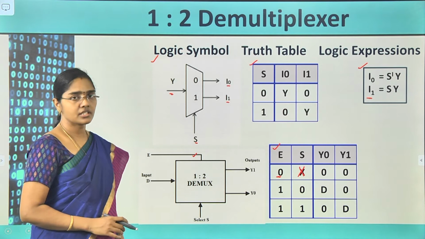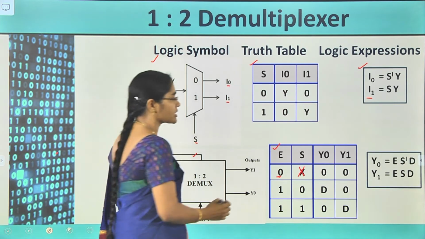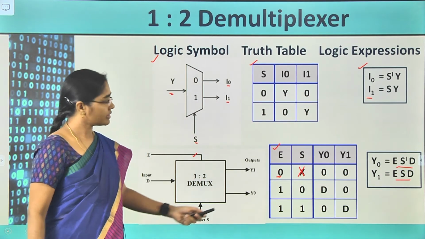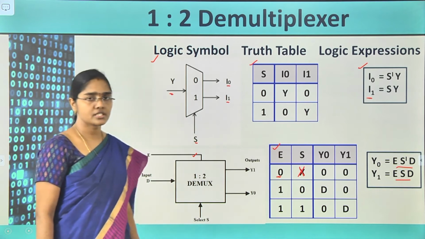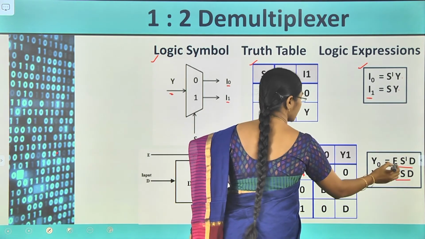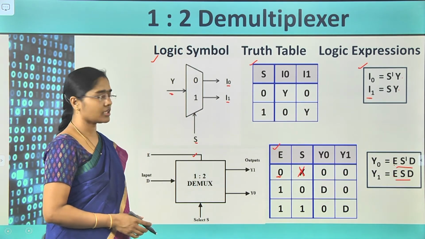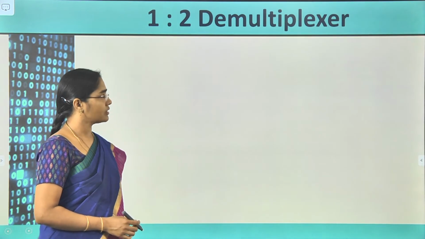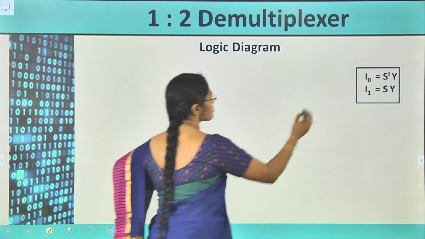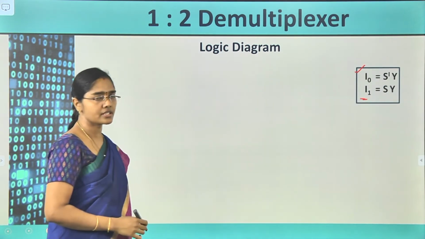Then for this, if you write the logic expressions, they are y0 is equal to E into S bar into D and y1 is equal to E into S into D. Okay, just an extra enable signal comes for the two outputs. Now if we draw the logic diagram for the logic expressions of I0 and I1, S bar Y and S into Y.